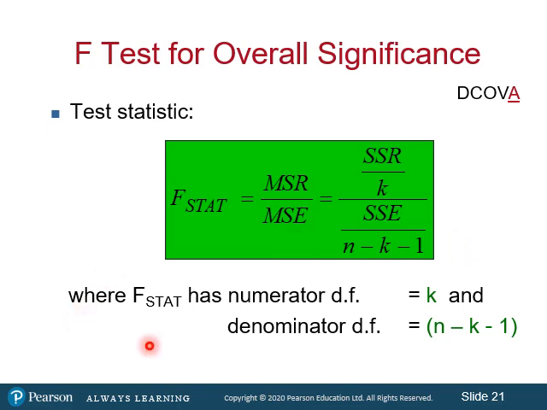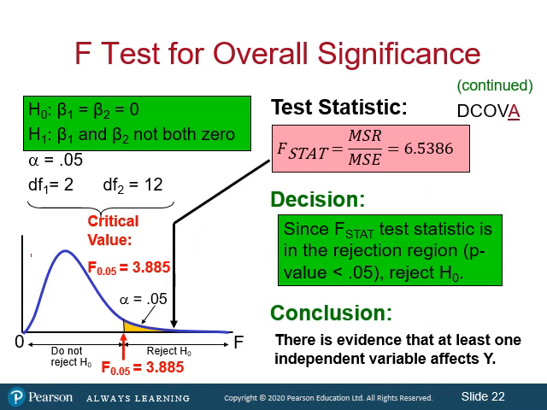When we look at the table for F, it has 2 degrees of freedom, one for the numerator, the other for the denominator. The numerator degrees of freedom equals K, which is the number of predictors or independent variables in the model. The denominator is your sample size minus the number of independent variables minus 1. So this is how you can set up the F test for the overall significance.